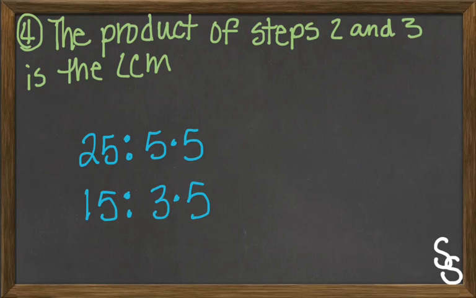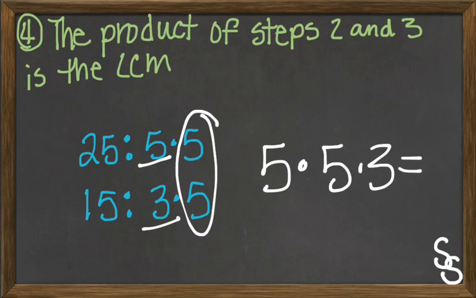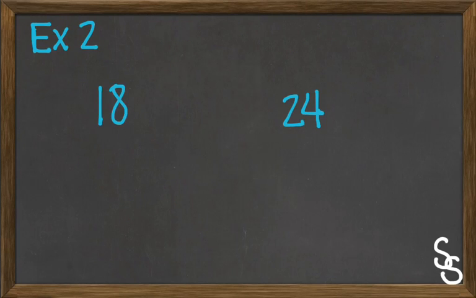And then finally, the product of steps 2 and 3 is the least common multiple. So my 5s that we have in common, and then the ones that are left out. And that gives us 75. So 75 is our least common multiple. I'll walk through this process with 2 more sets of numbers.